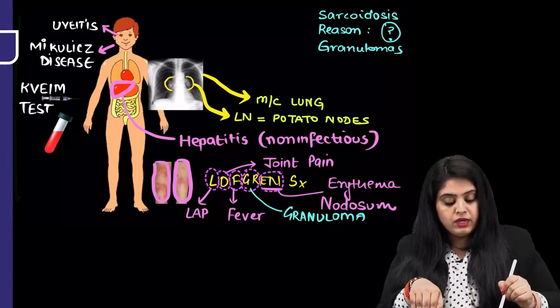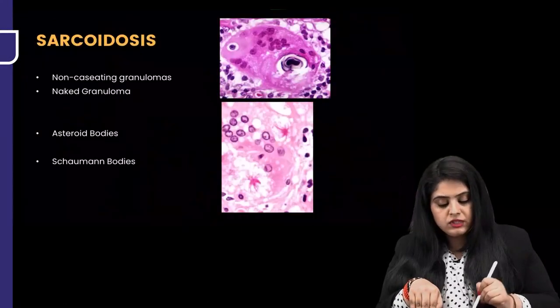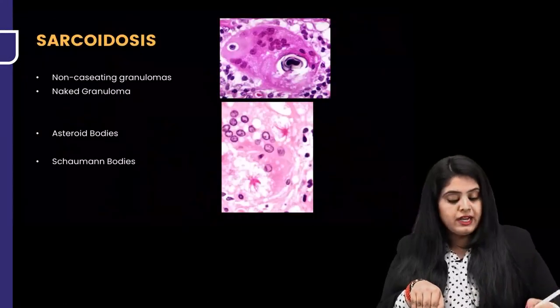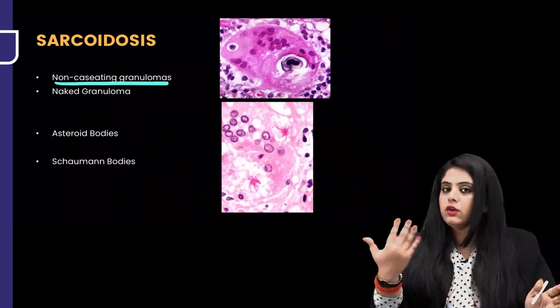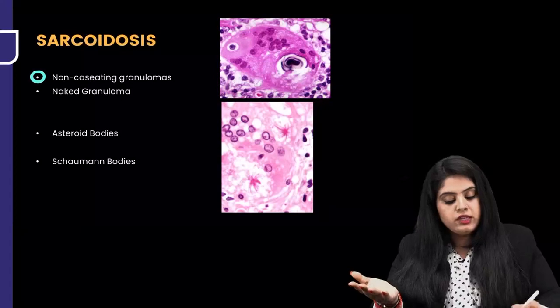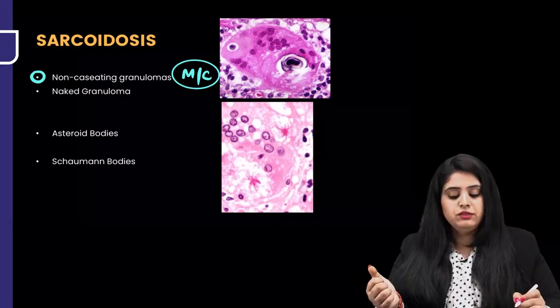But before I go on, there were a lot of things related to granuloma. So what are all the microscopic findings? Which kind of granuloma is most common? Both occur. Caseating is also there, non-caseating is also there. Non-caseating granuloma is the most common type of granuloma that you see.